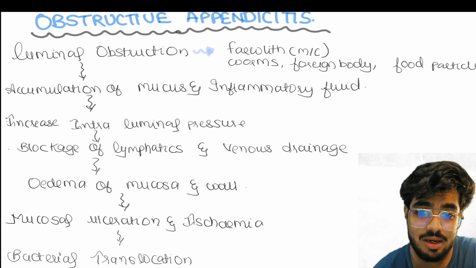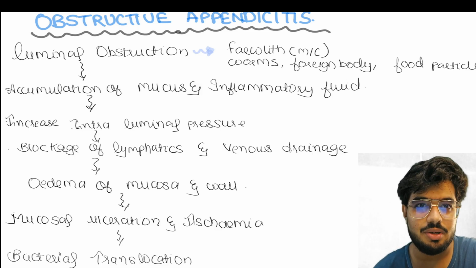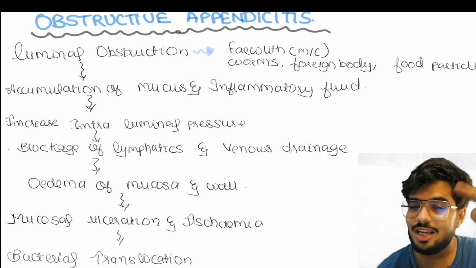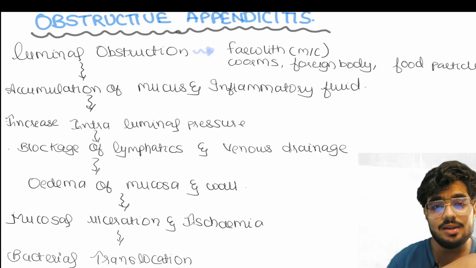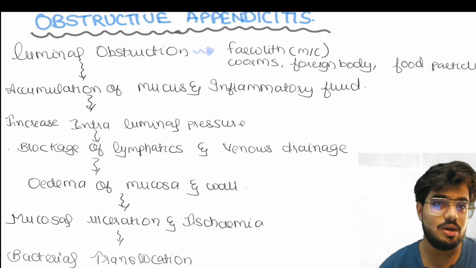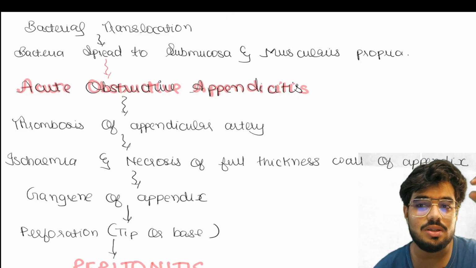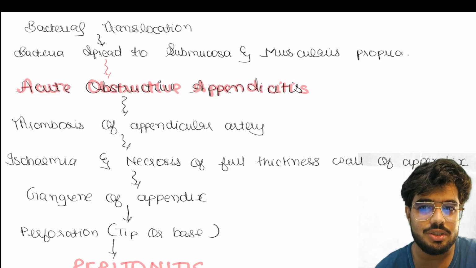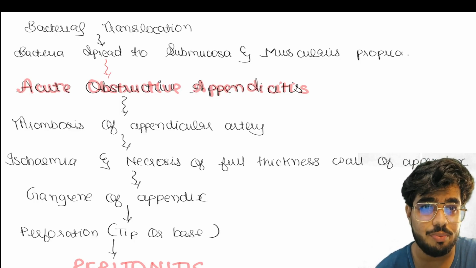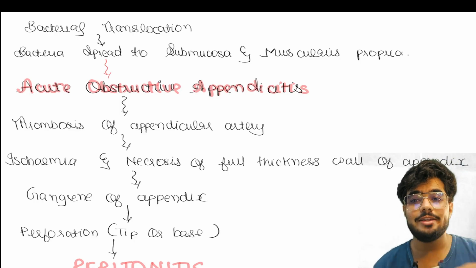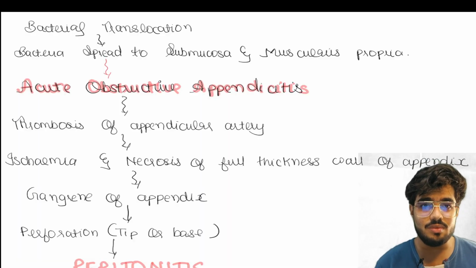If there is edema of the wall, it will lead to ulceration and ischemia. If there is ulceration, a break in the continuity of epithelium, bacteria can translocate to the different layers of our appendix. So there will be bacterial translocation. It will spread from mucosa to submucosa and muscularis propria, and it will lead to the condition acute obstructive appendicitis.